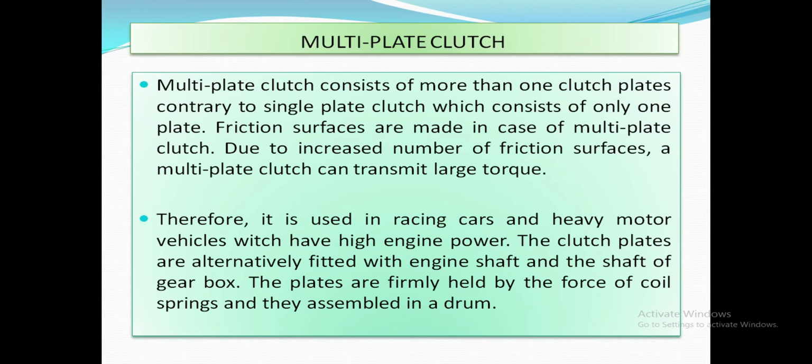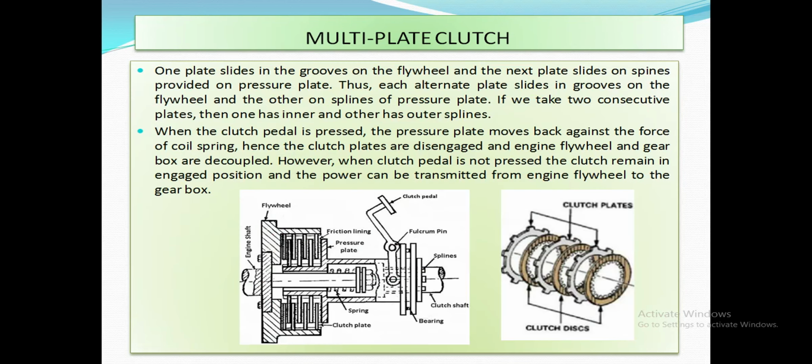The clutch plates are alternately fitted with the engine shaft and the shaft of the gearbox. The plates are firmly held by the force of coil springs and they are assembled in a drum. This is a schematic diagram of a multi-plate clutch. This one is the clutch shaft, this one is the bearing, fulcrum pin, clutch pedal, friction lining, the pressure plates, flywheel, engine shaft, spring and clutch plate.